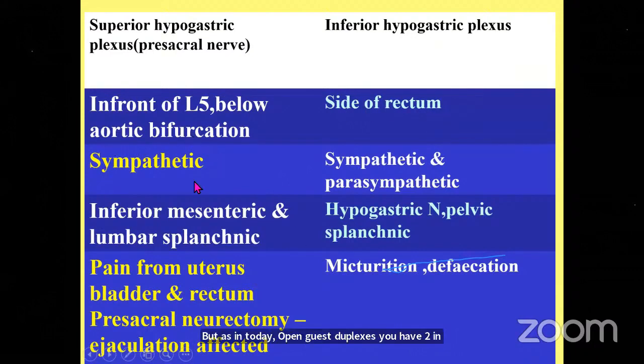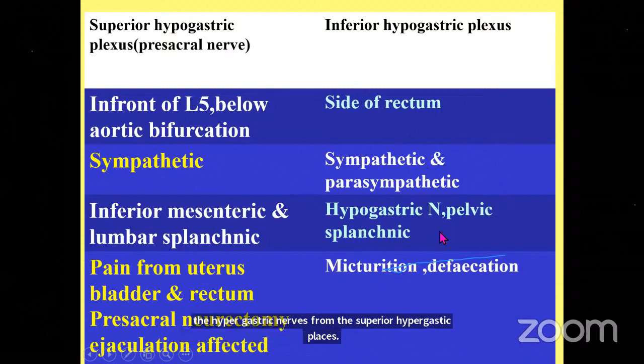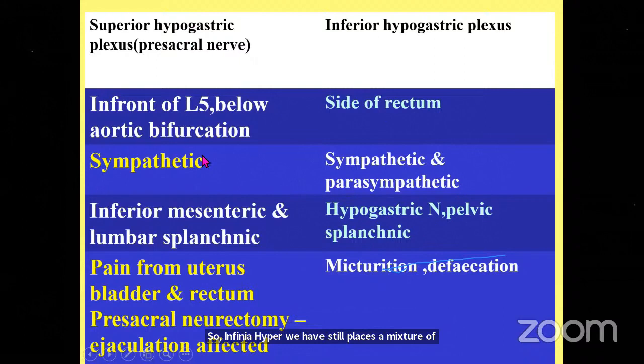Superior hypogastric plexus is purely sympathetic, whereas inferior is actually a mixture of sympathetic and parasympathetic. Because we have seen the parasympathetic component as the pelvic splanchnic nerves joining the inferior hypogastric plexus, and the sympathetic component is actually coming through the hypogastric nerves from the superior hypogastric plexus. So, inferior hypogastric plexus is a mixture of sympathetic and parasympathetic, whereas superior hypogastric plexus is purely sympathetic.